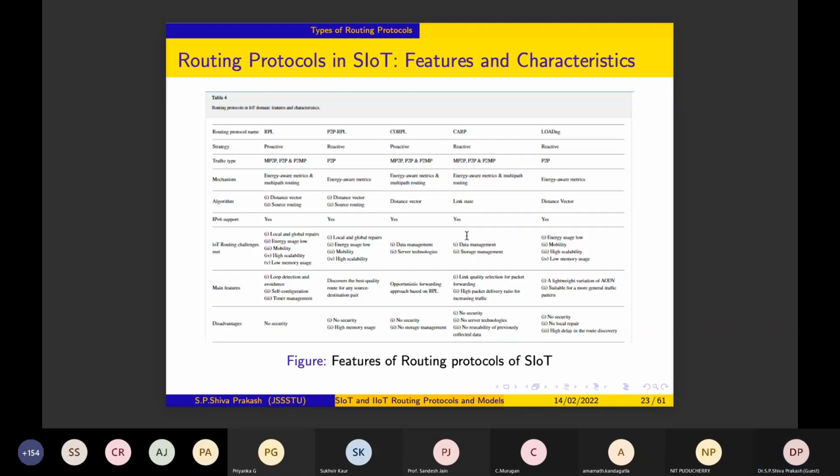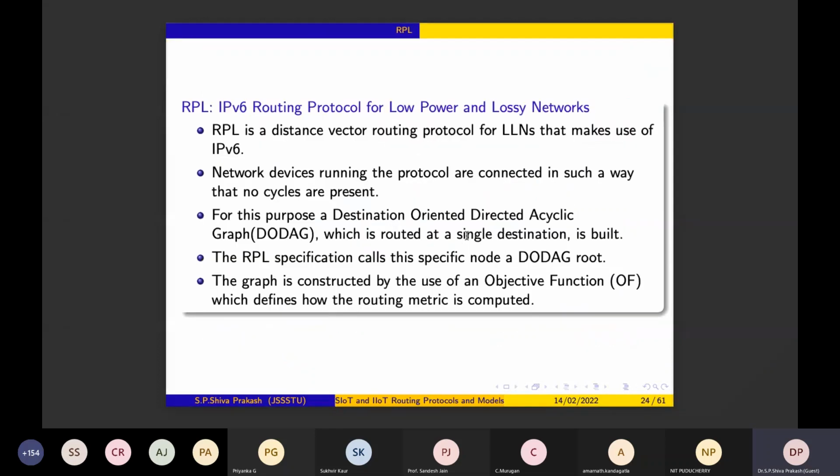And also it addresses certain challenges, especially the challenges related to IoT. So let's look into each protocol. First one is the RPL, which is the IPv6 routing protocol for low power and lossy networks. It's a distance vector routing protocol for LLNs that makes use of IPv6.